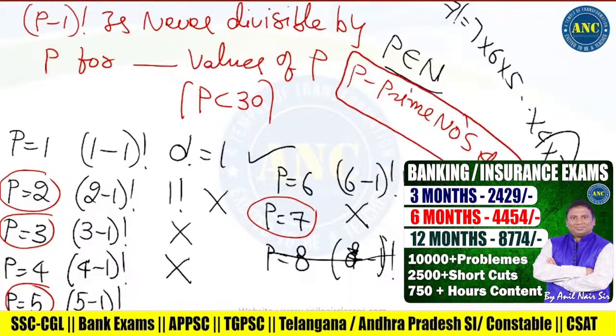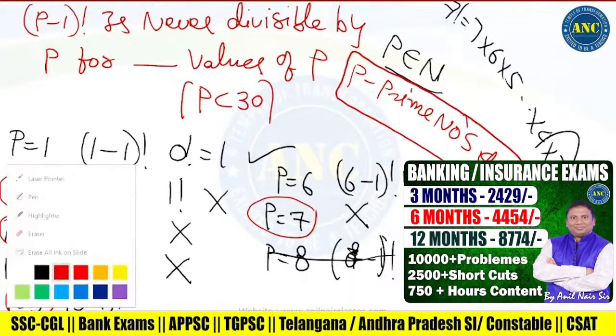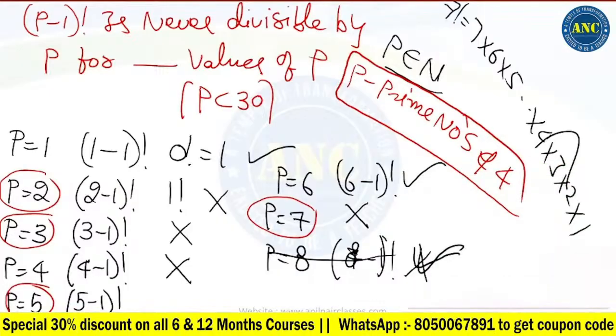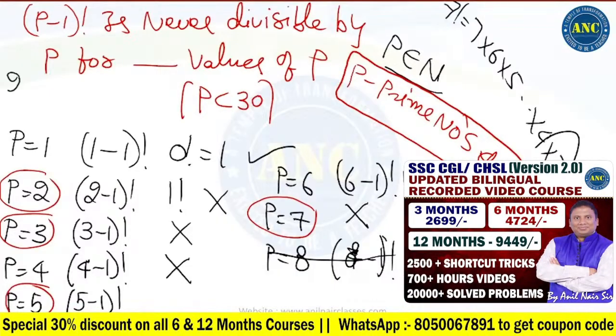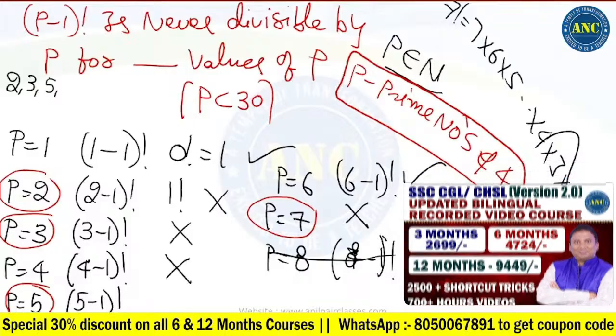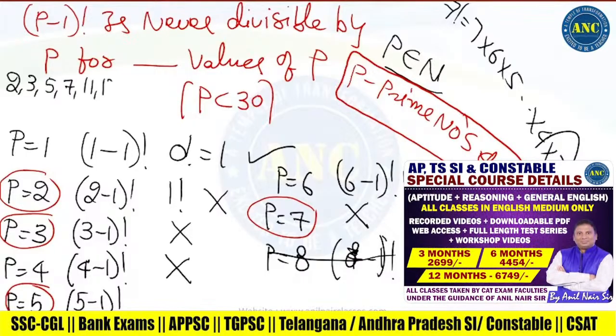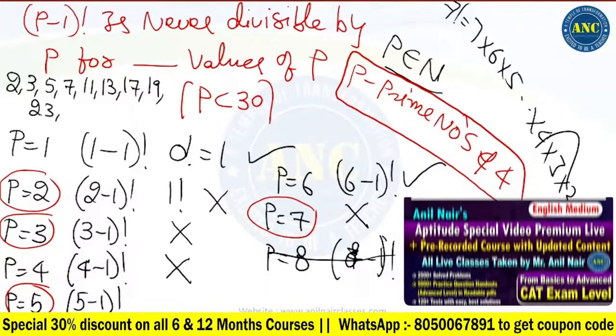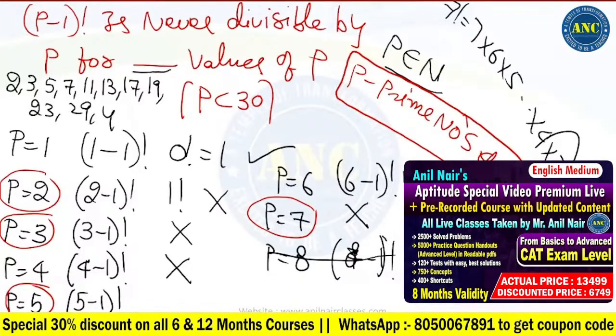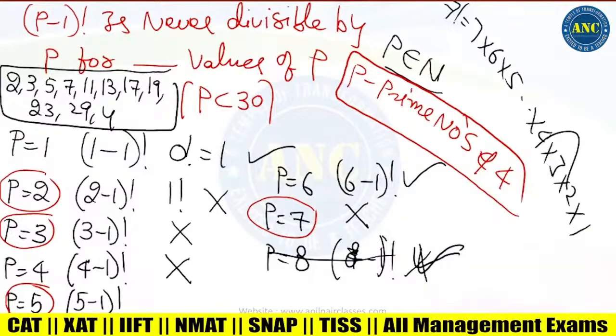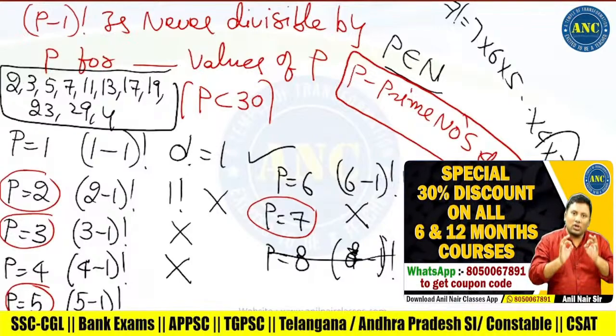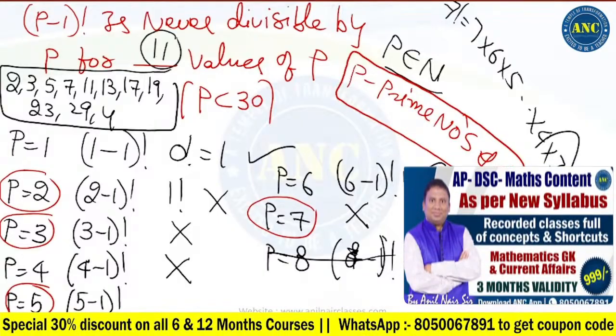A CAT and other exam replica questions. P will take all the prime numbers and 4. So P will take 2, 3, 5, 7, 11, 13, 17, 19, 23, 29 and 4. These are all the values it will take. How many values? 1, 2, 3, 4, 5, 6, 7, 8, 9, 10, 11.